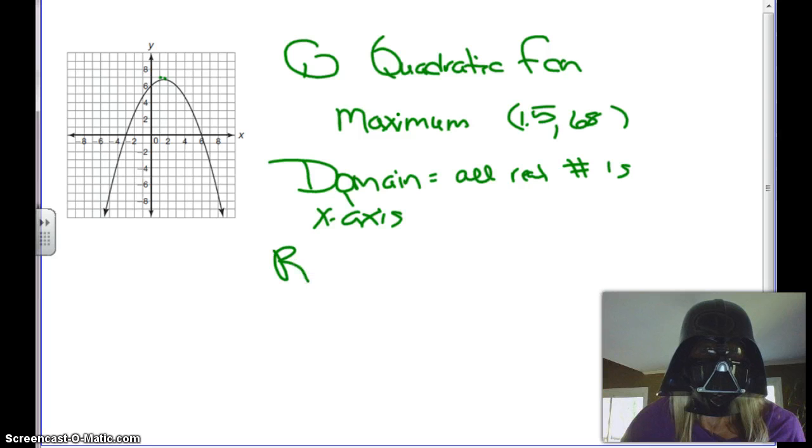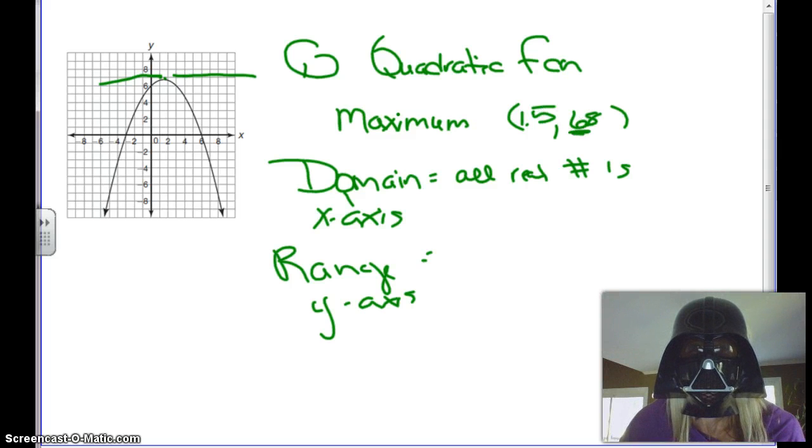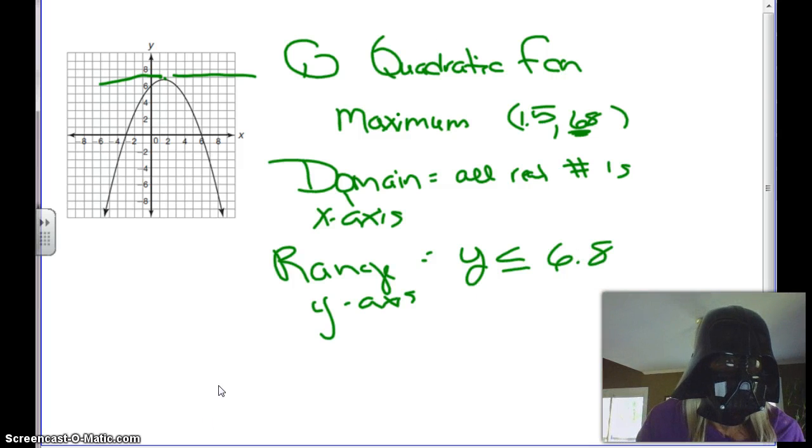The range is the y-axis. So when I look at the y, I can see that the graph doesn't go above this point. It's this point and below, and it goes down forever. This point has to be the y of that coordinate. So the range would be y is less than or equal to 6.8. So you can see part of the maximum should also be part of your range because it is the topmost point. Let's look at one more example.